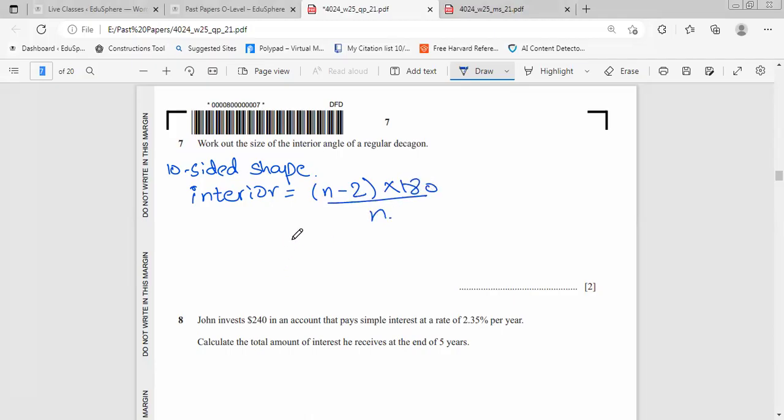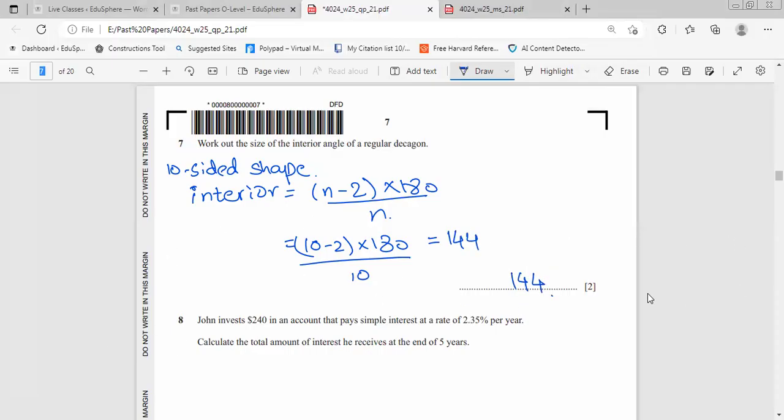So if n is 10, we put 10 minus 2 times 180 divided by 10. 10 minus 2 is 8, 8 times 180, and we divide it by 10. So we get 144. So the angle is going to be 144, and I'm writing 144 here.